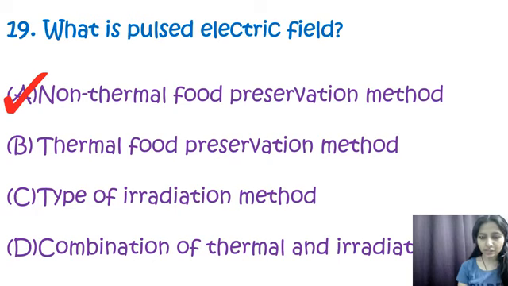So pulsed electric field, that is PEF, it is a non-thermal food preservation method since it uses high voltage, low energy pulses to disrupt the cellular structure of the microorganisms in the food. So option number A is correct.